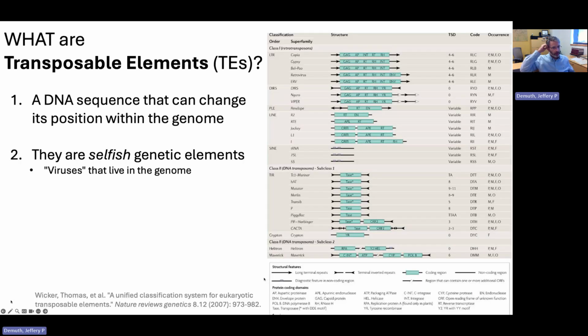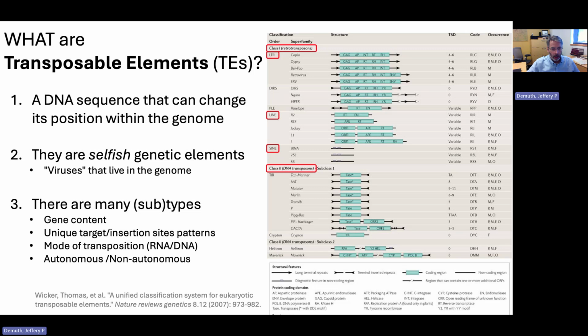Okay, so what are transposable elements? Basic definition is a DNA sequence that can change its position within the genome. They are considered selfish genetic elements. You can think of them like viruses that live in the genome. There are many types and subtypes of transposable elements, just like there are many types of viruses. They're classified based on their gene content.